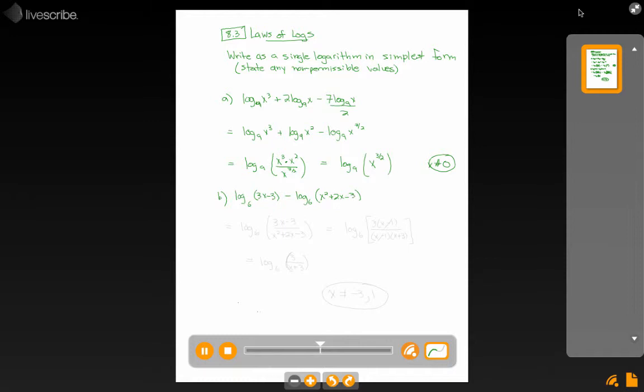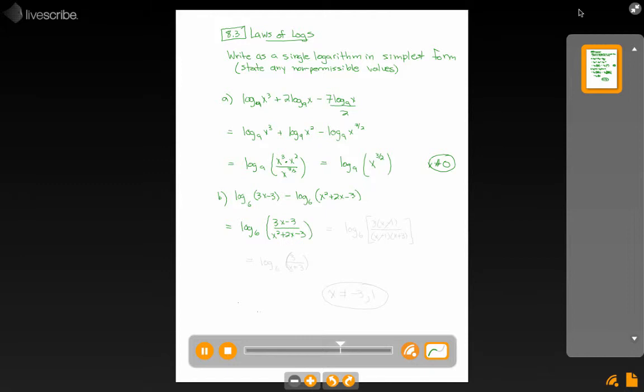Now the second example of this, we've got log base 6 of 3x minus 3 minus log base 6 of x squared plus 2x minus 3. Same base means I can change a subtraction into a division and say I've got log base 6 of 3x minus 3 divided by x squared plus 2x minus 3.